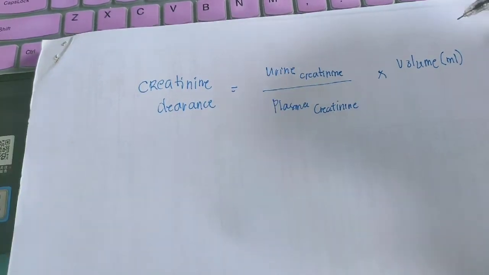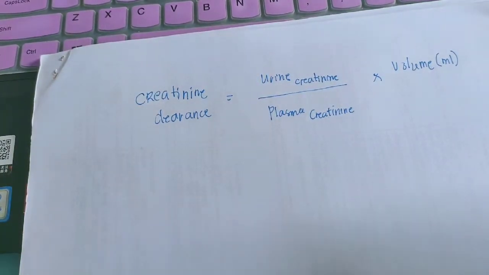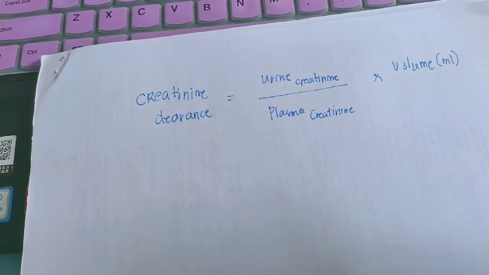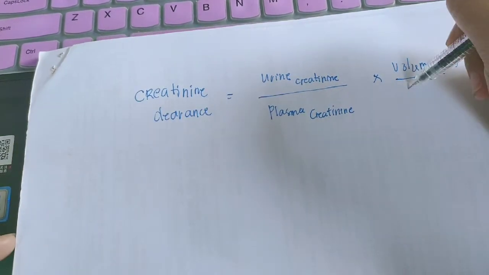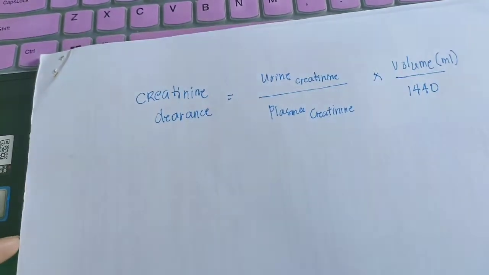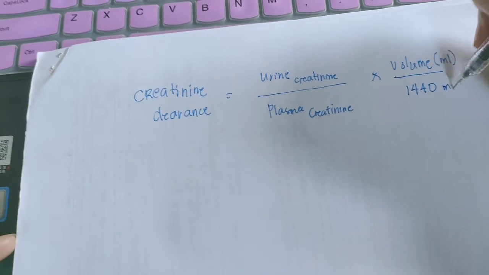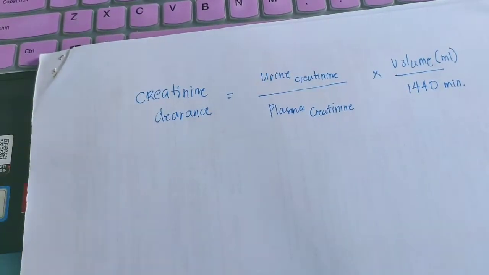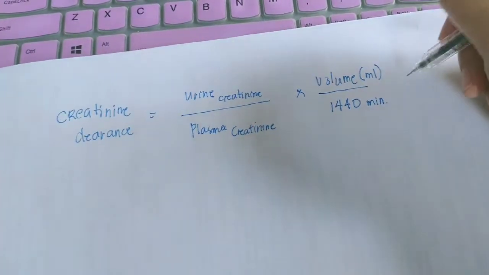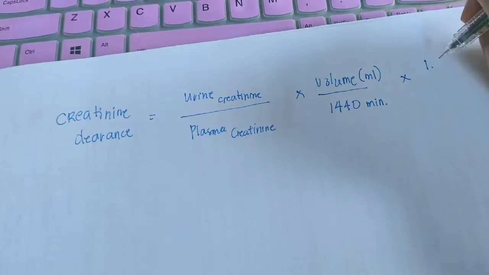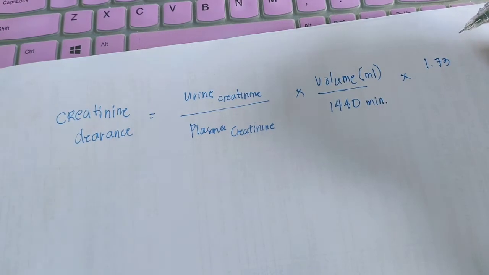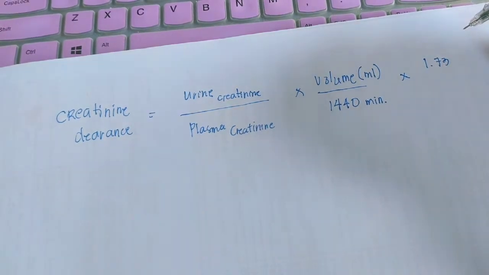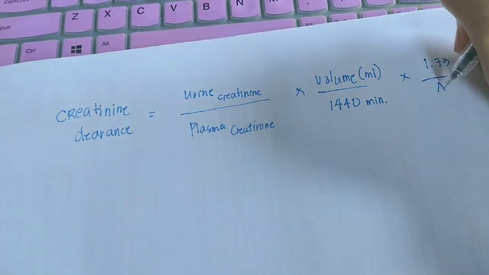So in minutes, if we are going to measure the 24 hours or 1 day is equivalent to 24 hours, then therefore, how many minutes in 24 hours? We have 1440 minutes. Okay? And then of course, times the constant value that we have, 1.73. It's a constant value, yung average body surface of an adult individual. And then all over yung body surface area.